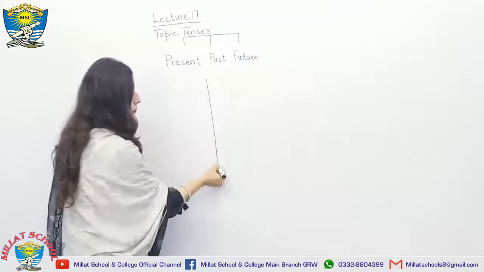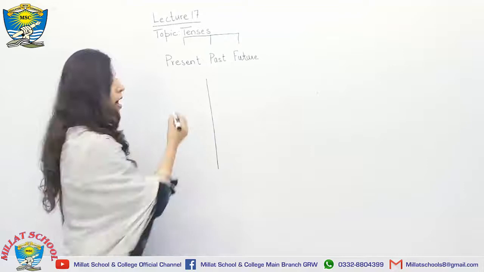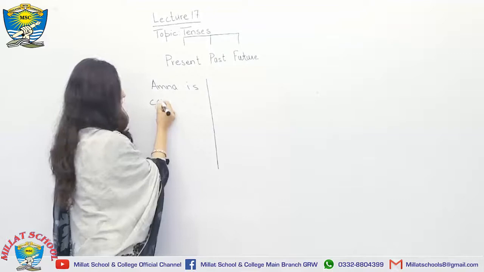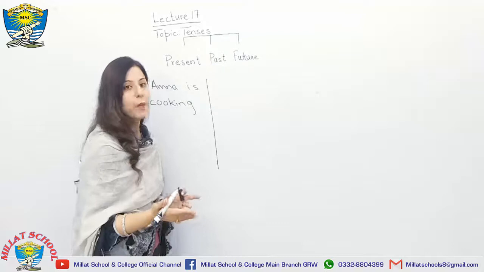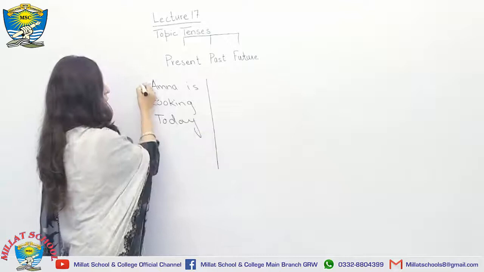In the present tense, what is the identification of something being present here? I'll give you some examples. Amna is cooking. Amna is cooking is a present. But how are you going to identify it? That she is now doing so. But if I add today to it, it is also present, because I am talking about a specific time. Today, Amna is cooking today.